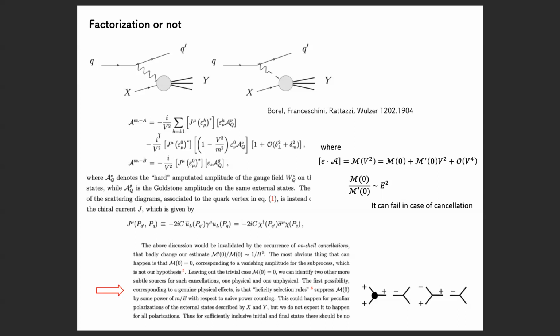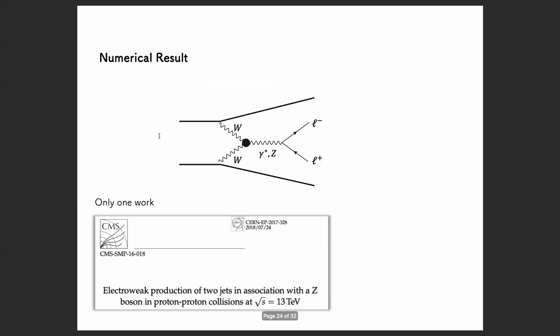So that means my understanding now is that our process is not contradicted with the previous literature. It just belongs to one of the exceptional cases where you shouldn't expect the effective W approximation to work. So that's my understanding. But I don't know whether people agree or not.